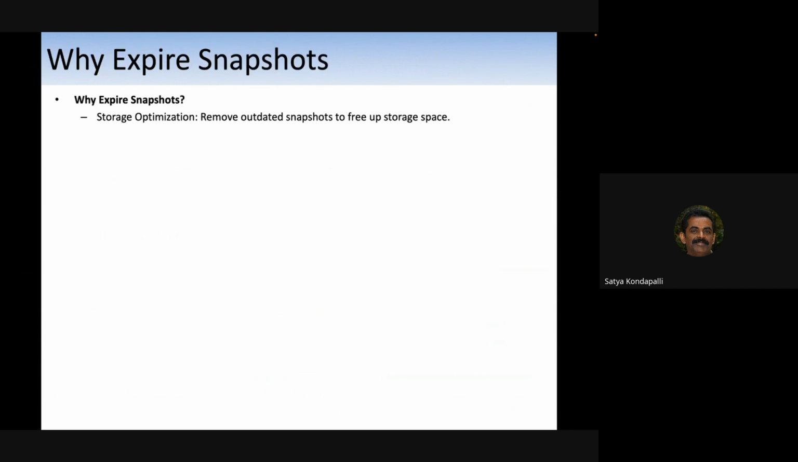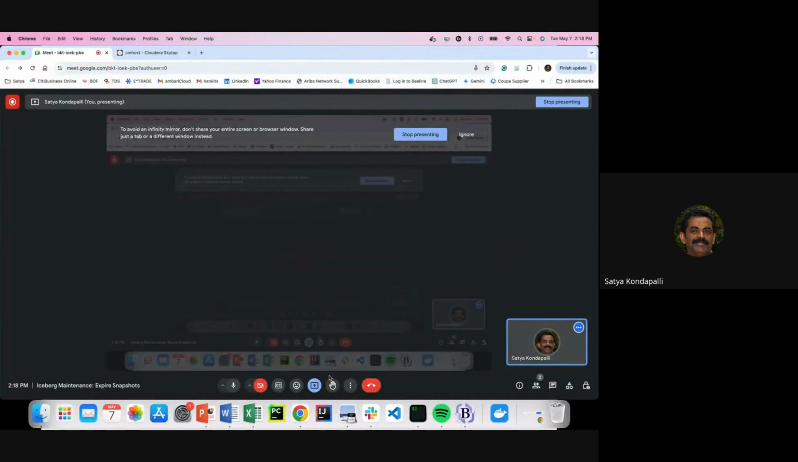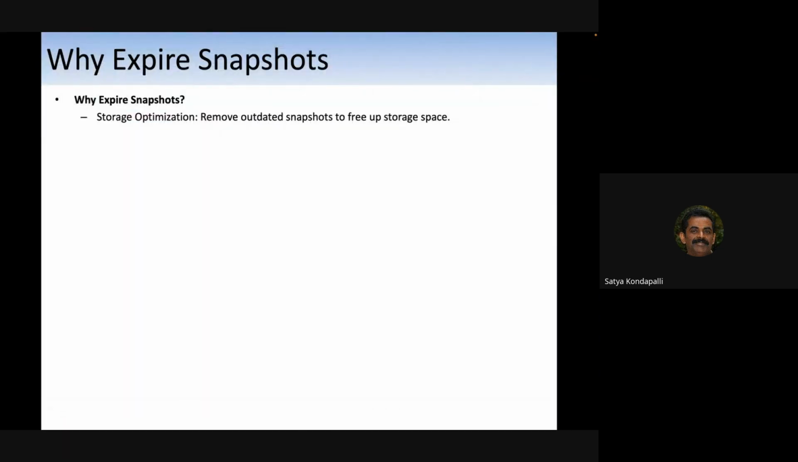Why expire snapshots? To remove old snapshots and free up storage space. Because when you do data file rewrites, and then change schemas and other things, you don't want very old snapshots, and you don't want to do time travel that far back. Then definitely we need to expire those snapshots.